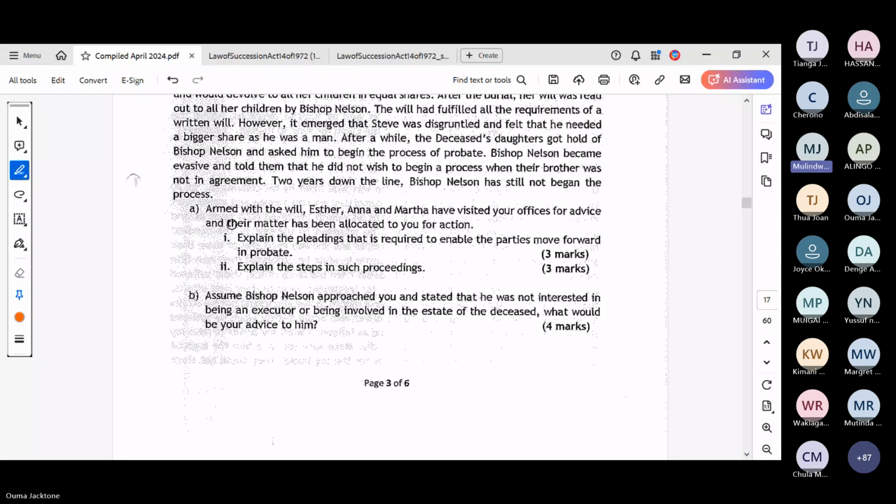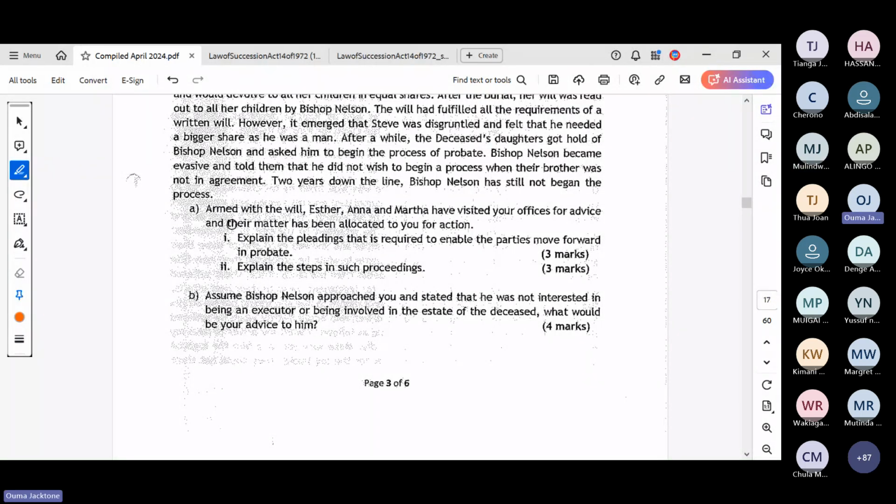Okay, so step one, we file the citation in the appropriate form. Step two, we serve the citation on the citee, either personally or by registered post. Step three, we wait for the citee's response, and they have to file this response within a timeline of 15 days. If they do not, then the citer may petition the court to have the grant issued to themselves. And then step five is the process.